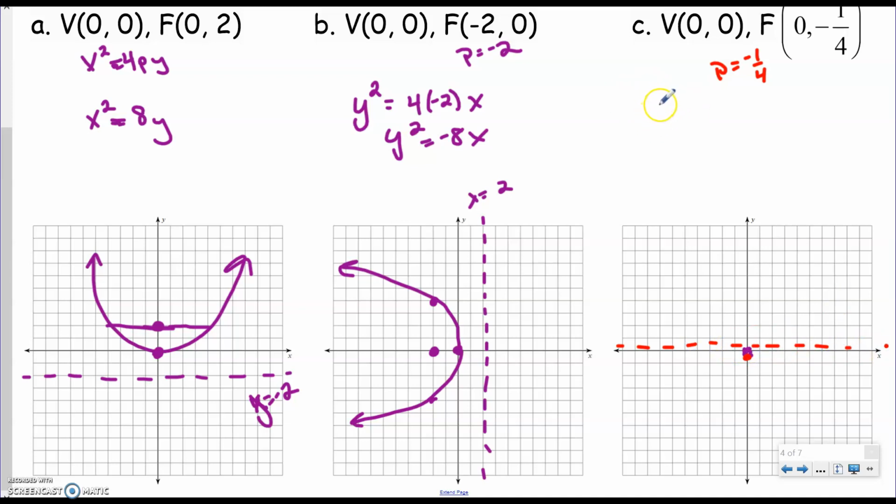Since it's opening down, I'm going to do x squared equals 4 times P, which is negative 1/4, times y. So x squared equals negative y. Okay, so since this is 1, negative 1, my length of my latus rectum total should be 1. So that means our parabola here is going to be really tall and thin. If you change this around, you're going to notice that's something we graphed last semester, so you could also look at it that way.